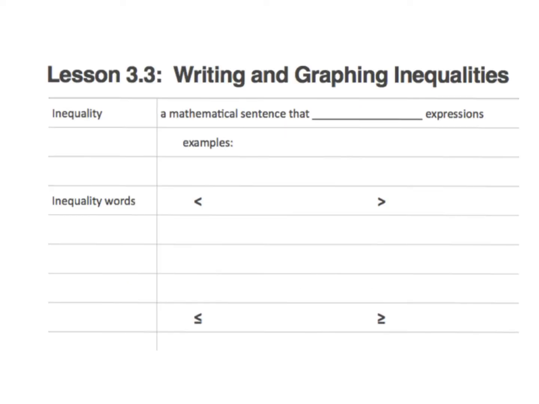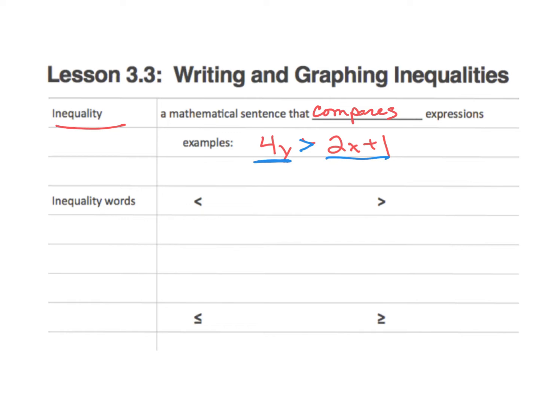So here's what I want you to write. Inequality: a mathematical statement that compares expressions. 4y is greater than 2x plus 1. And basically what it's saying is that this, once we plug in a number for y, is going to be greater than the 2x plus 1. Again, once we figure out what x is.